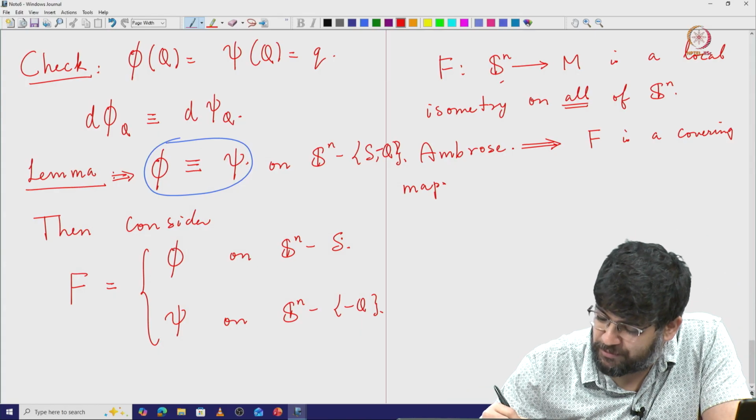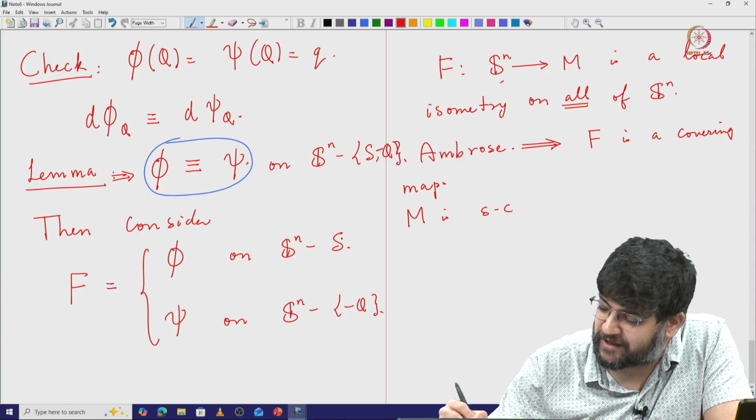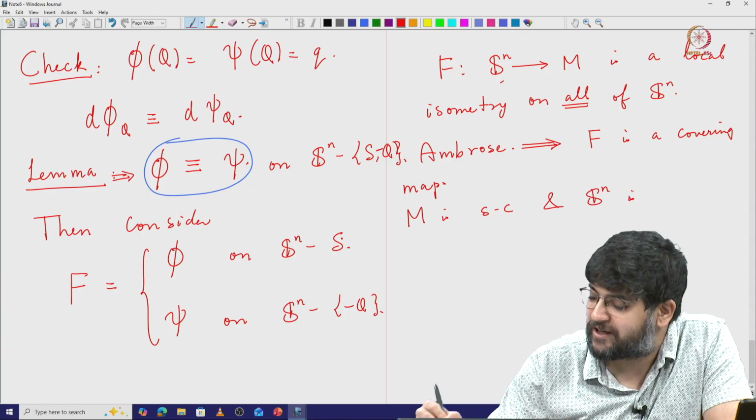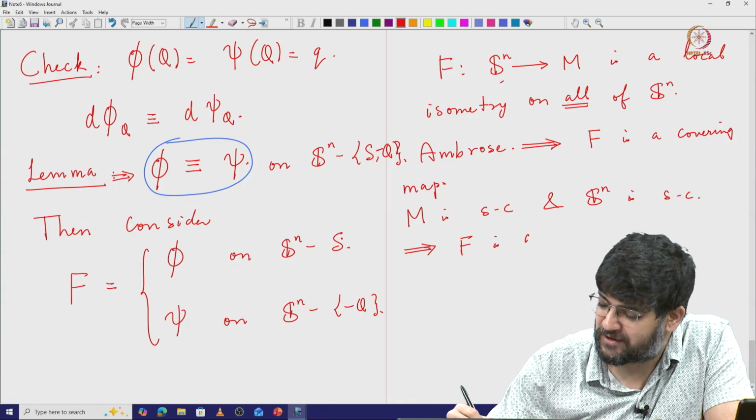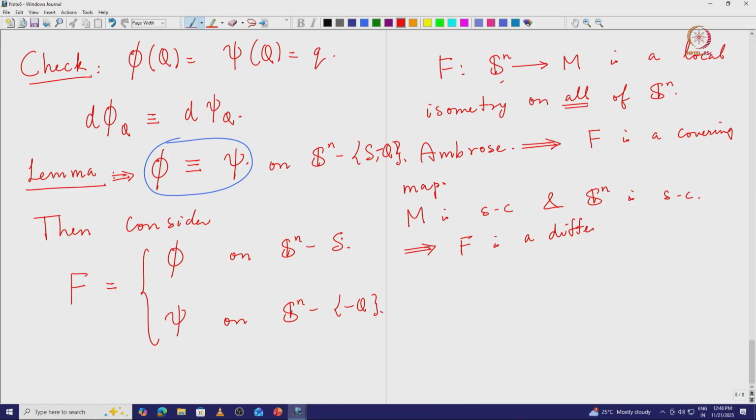Okay, but then because M is assumed to be simply connected and Sn is simply connected, this implies that F has to be a diffeo by the uniqueness of universal covers, right. So this implies that F has to be a diffeo, in other words, F is an isometry, is a global isometry. So that proves the uniformization theorem.